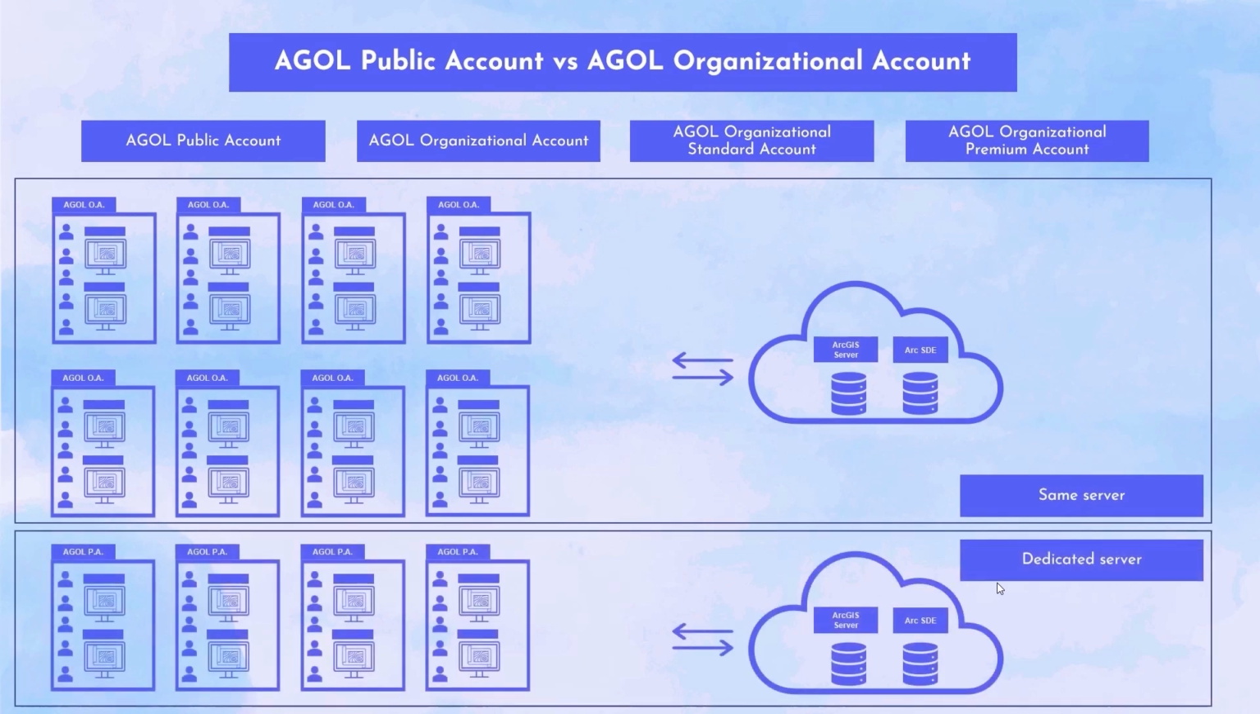A Premium organization account is the advanced level of an ArcGIS Online account. It provides a dedicated server, which means it has its own server that is not shared with other users. This ensures that the performance of your account is consistent and that the traffic to access your account is not shared with anyone else. This provides better performance, which is especially important for organizations that require high-quality data and reliable connectivity.